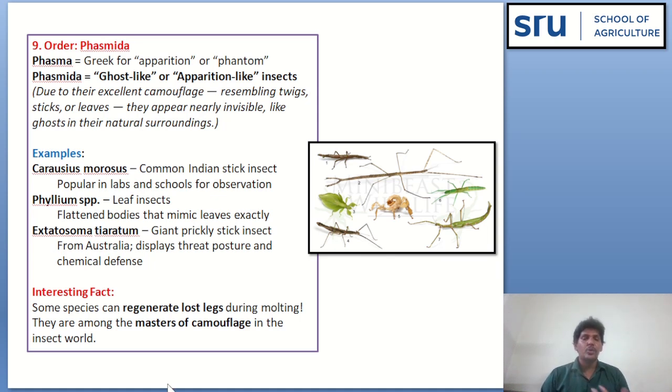An interesting fact about Phasmida is that some species can regenerate a lost leg during molting. They are among the masters of camouflage in the insect world. Camouflage means they confuse predators or other organisms by mimicking the leaves and sticks of plants.